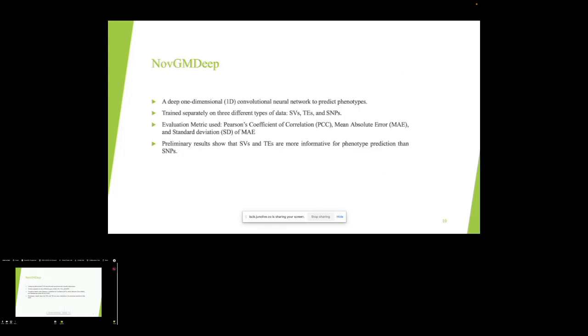So, NOV-GM Deep is a deep learning model for genomic selection using novel genomic markers. It is a one-dimensional convolutional neural network to predict phenotypes which are presented in the study. This model is trained separately on three different types of data: structure variation, transposable elements, and SNPs. The evaluation metrics used here are PCC, mean absolute error, and the standard deviation of mean absolute error.